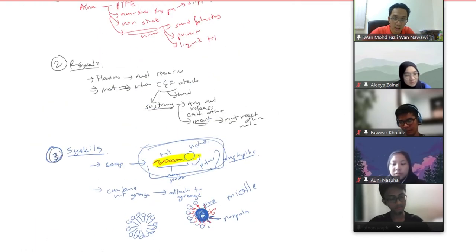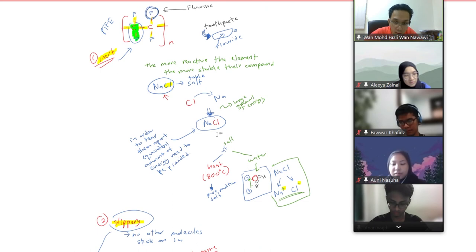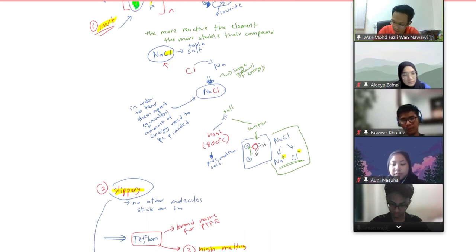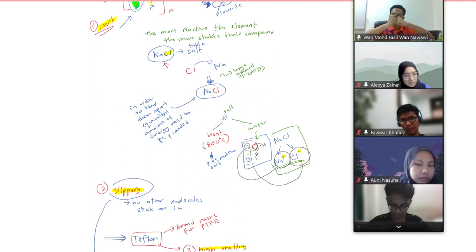So here, the positive here will try to reorient toward the negative of the oxygen. We try to catch this positive sodium ion, and also the positive hydrogen here will try to attach to this chlorine ion, and they try to tear them apart. So the water will work together to break this ionic bond apart because of this polarity difference. The polarity. Okay, I think that's it.